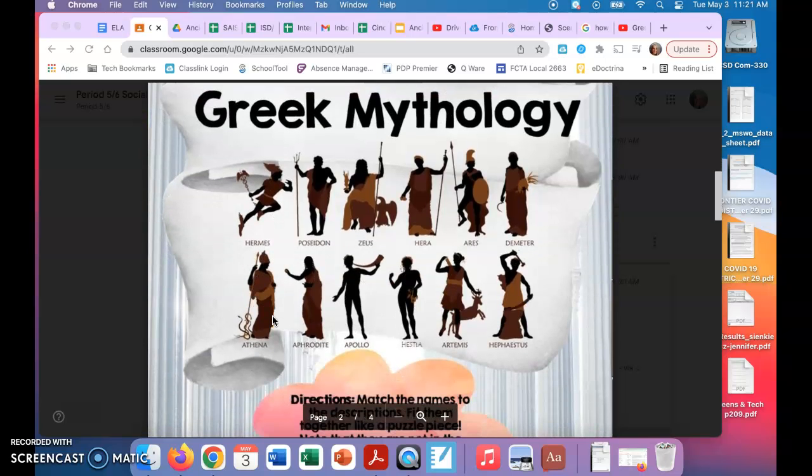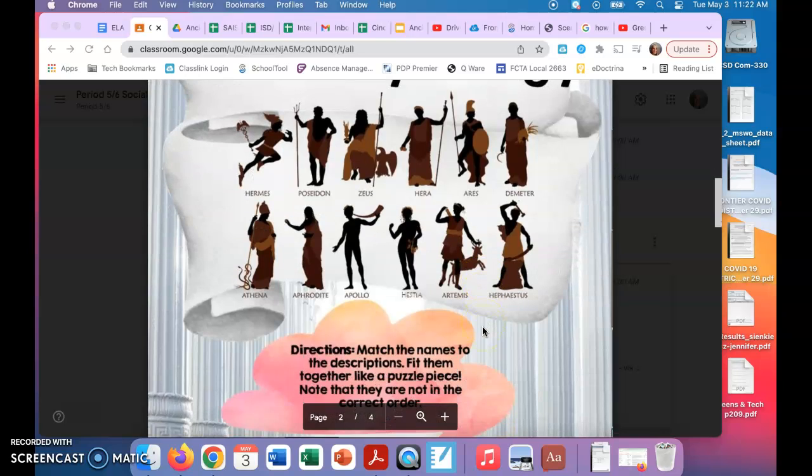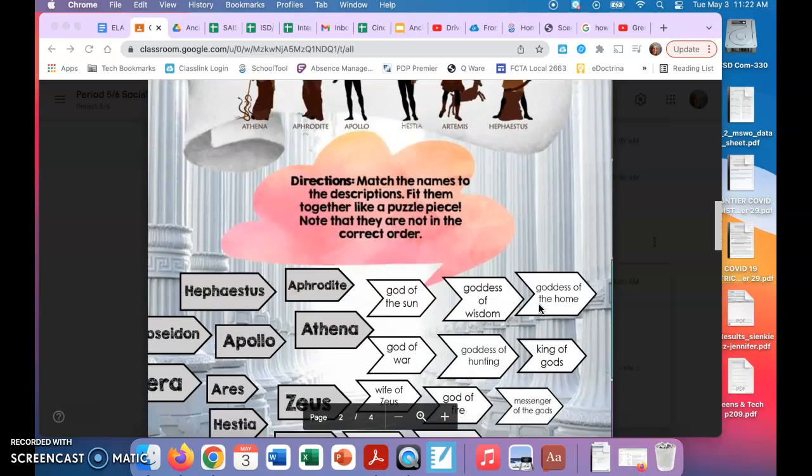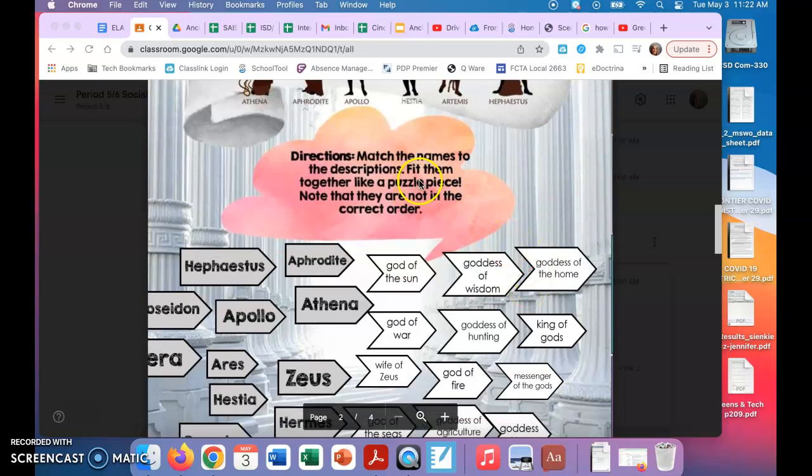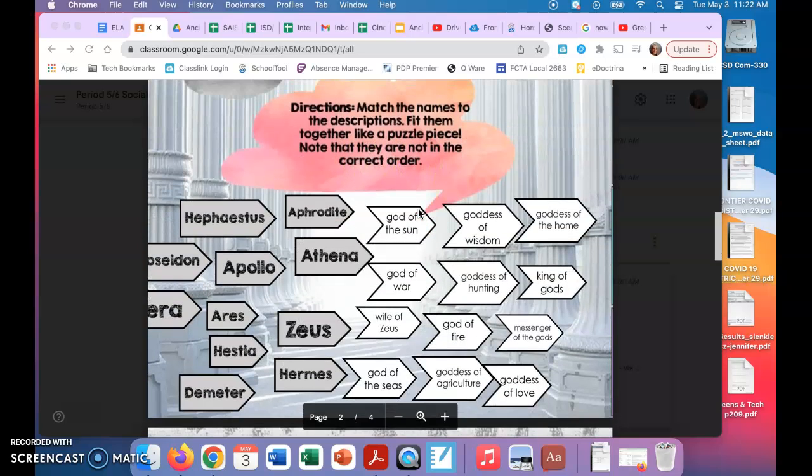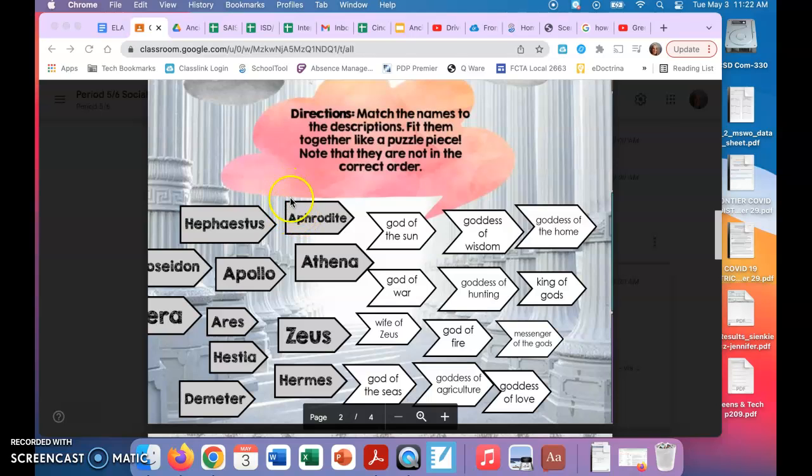On the second page, it again continues Greek mythology. I'm not going to read the ancient Greeks' names again. But the question here says to match the names to the descriptions. Fit them together like a puzzle piece. Note that they are not in the correct order. So what you're going to do is maybe connect with a line.